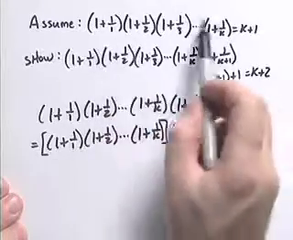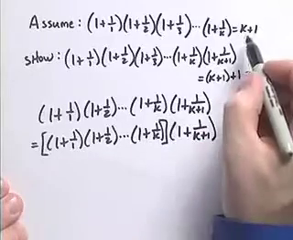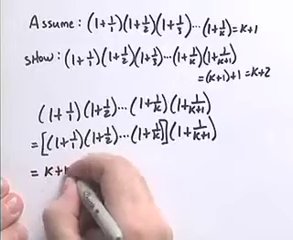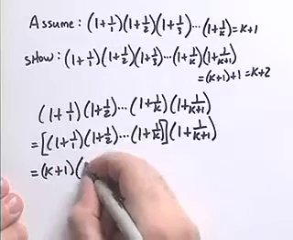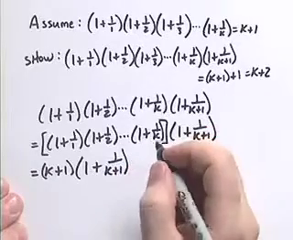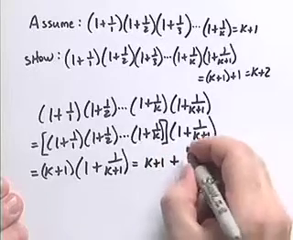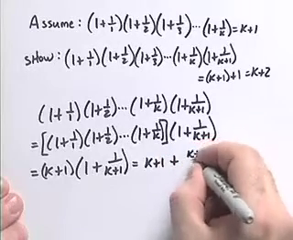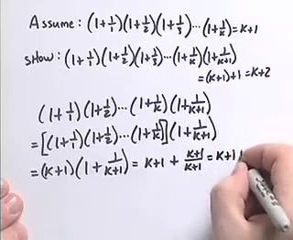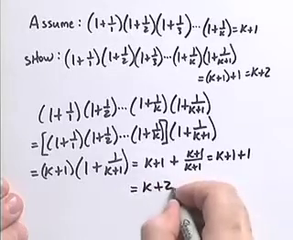Now, since we've assumed that this equation is true, everything in brackets here we can replace with k + 1. So this will equal (k + 1) times (1 + 1/(k+1)). This will give us k + 1 + (k+1)/(k+1). So we get k + 1 + 1, this is equal to 1, which is equal to k + 2.